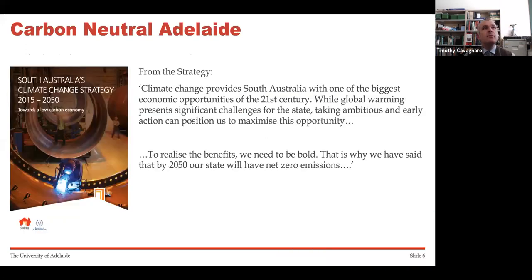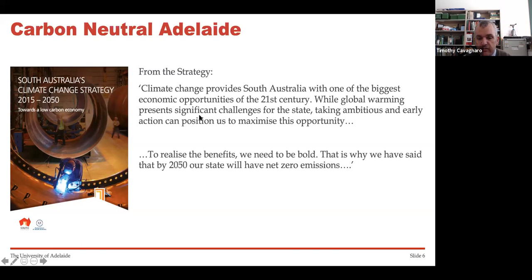So what's Carbon Neutral Adelaide? What's this all about? South Australia has a climate change strategy, 2015 to 2050, towards a low carbon economy. And this is a really interesting document. I looked at the foreword of the document, and it says from the strategy, climate change provides South Australia with one of the biggest economic opportunities of the 21st century. While global warming presents significant challenges for the state, taking ambitious and early action can position us to maximise this opportunity. So that's a really interesting take on climate change.